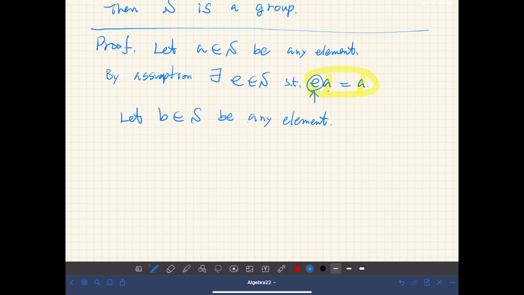So by assumption, there exists some element, let's call it U, such that AU is equal to B.